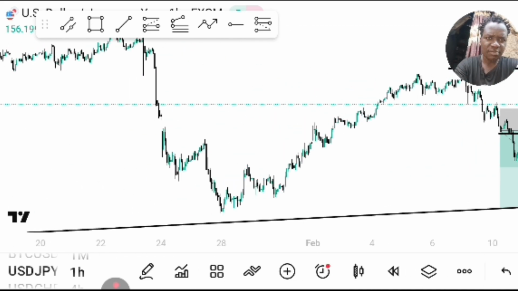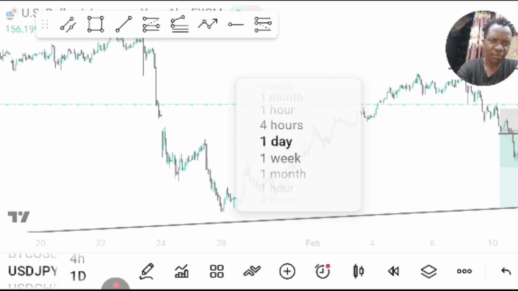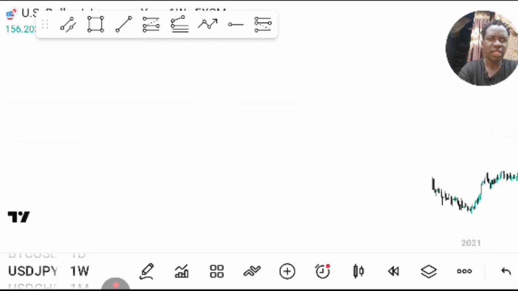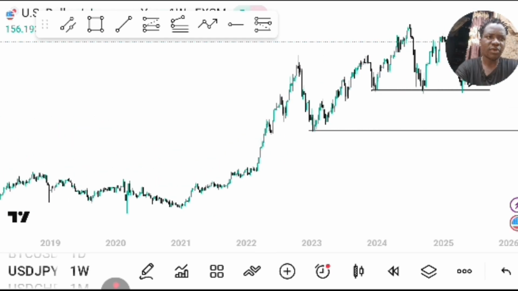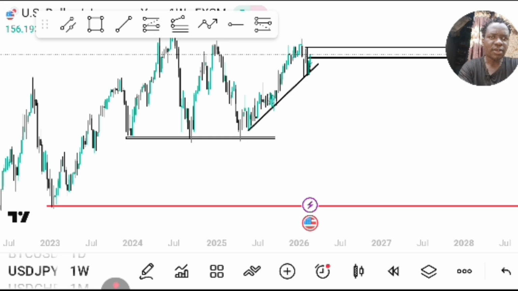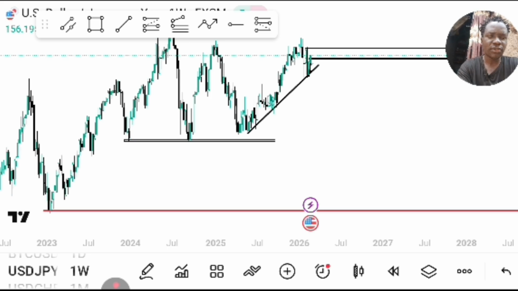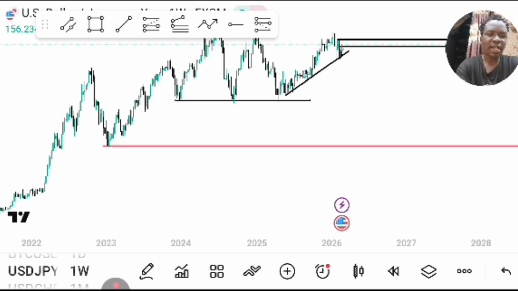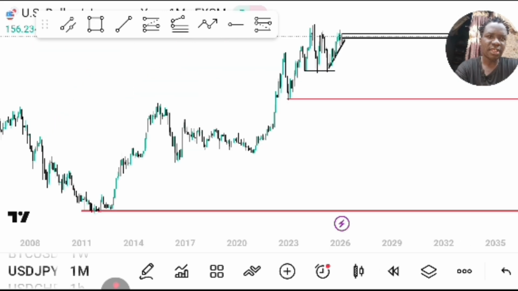I first started by looking at the high time frame. I just went to the weekly time frame, because on a high time frame you can really see clearly, you can easily see clear market structure. As you can see, I have marked mine here. You can even go to monthly if you want.